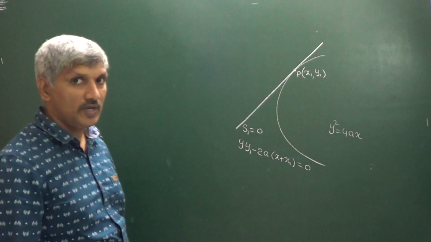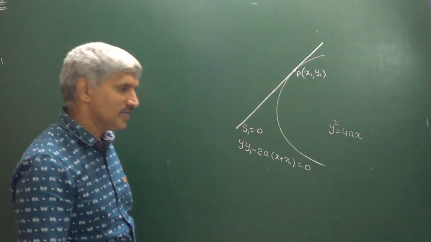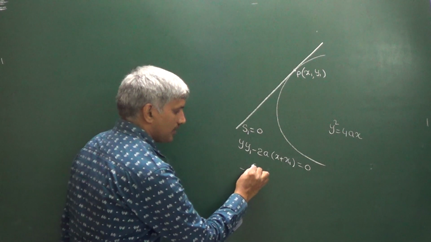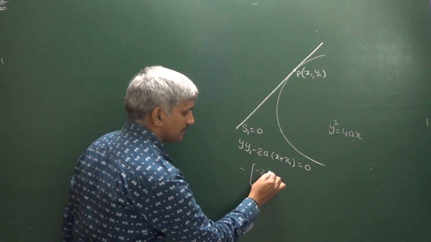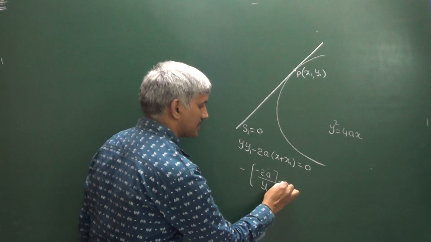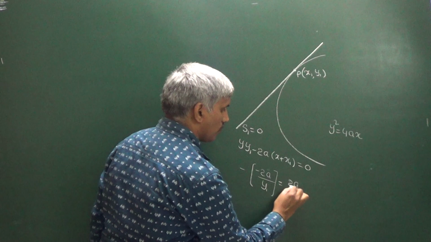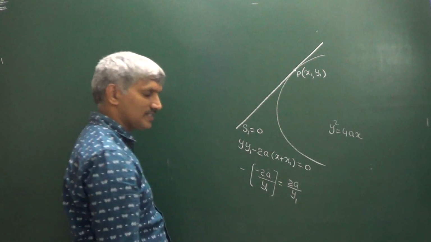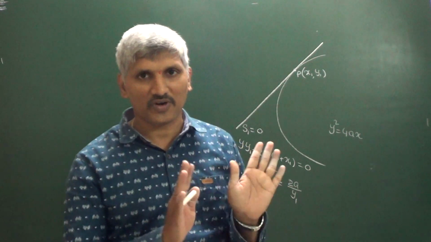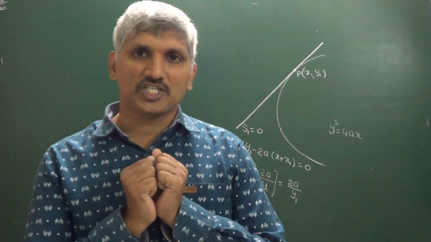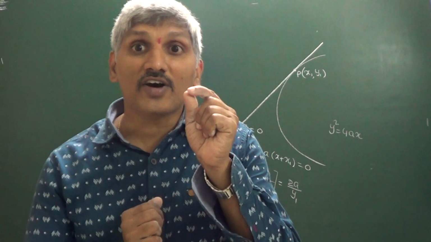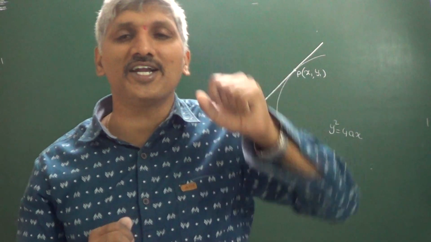Now can anyone say what is the slope of this line? This line's slope is equal to minus of the x coefficient divided by the y coefficient, that is nothing but 2a by y1. Yes, this tangent slope we got is 2a by y1. Okay, leave it there. Now my discussion is, what is the geometrical meaning of differentiation at a point x1, y1?